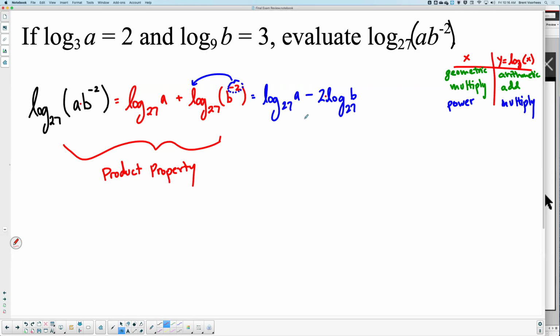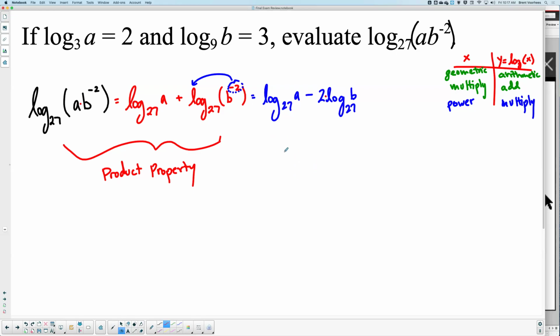Okay, the last thing to get my answer, I'm getting really close. This is log base 27 of a. This is log base 3 of a. This is log base 27 of b. This is log base 9 of b. You know what I need to do last? Not a quotient. We need to change the base. That's what we need to do, change your base.